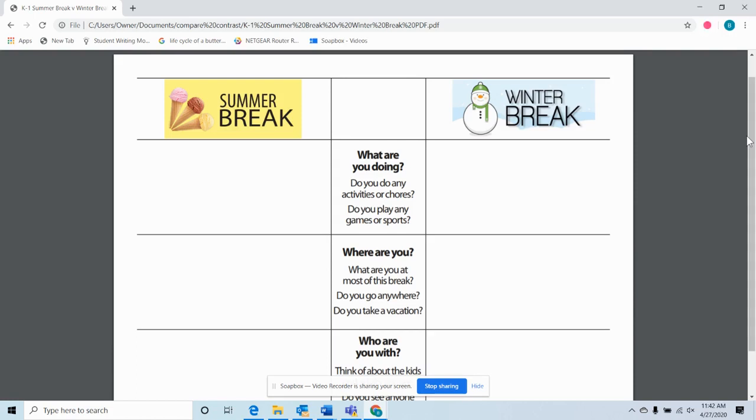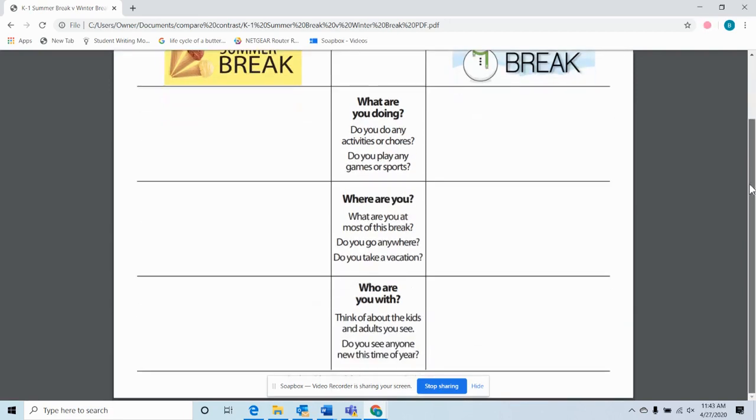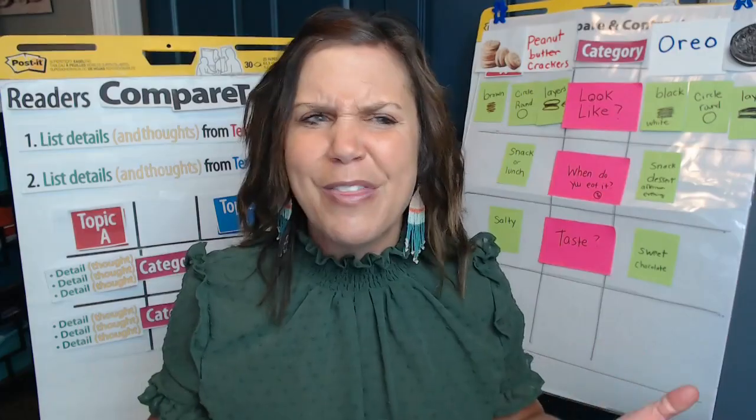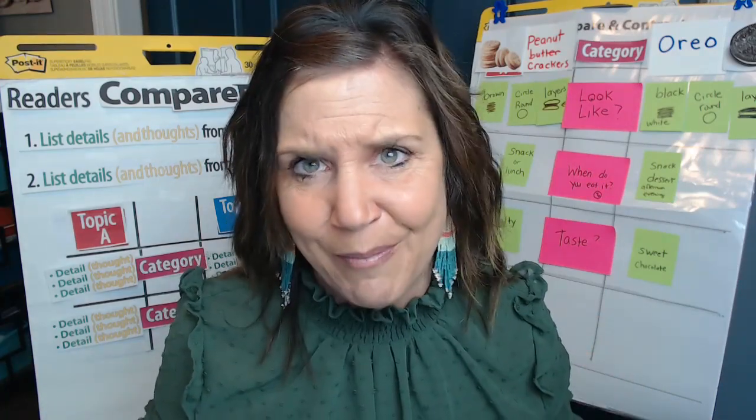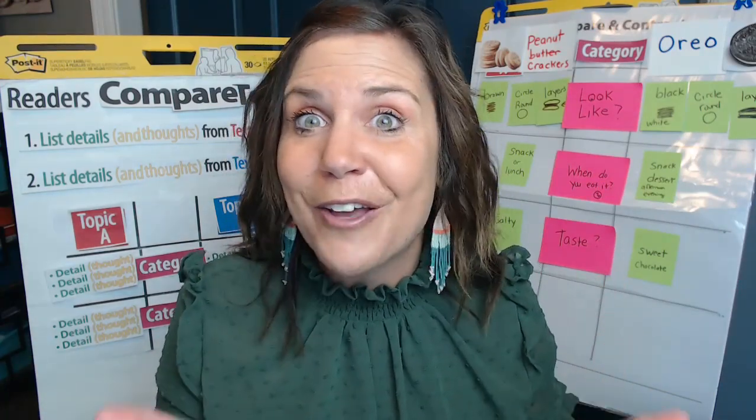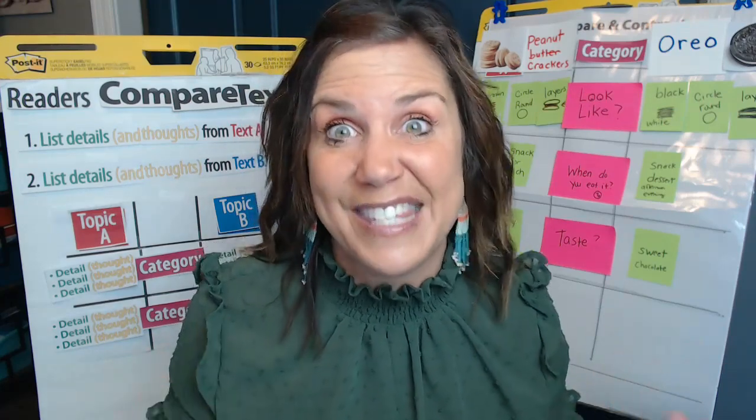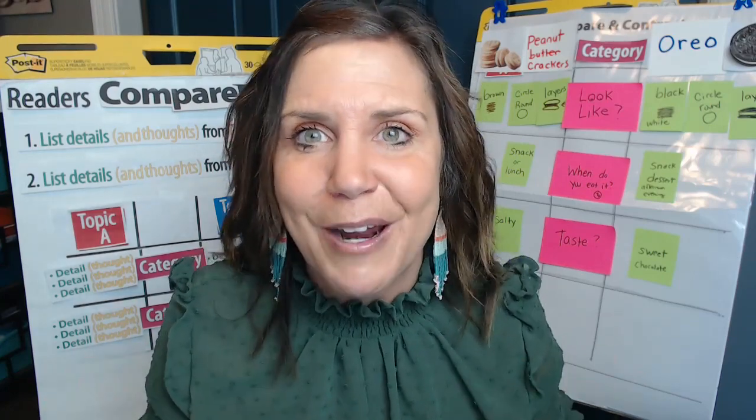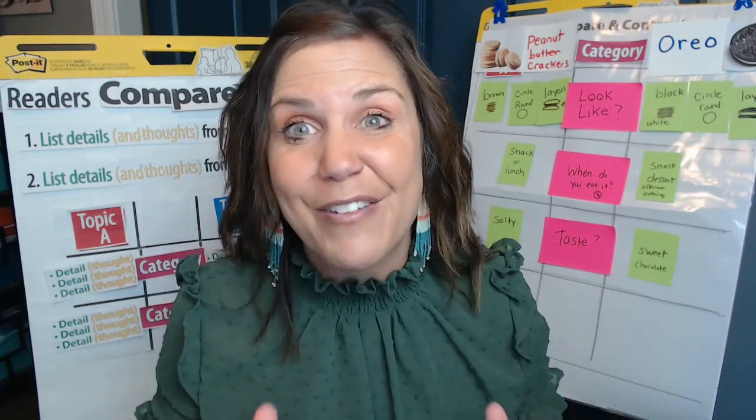One side would be summer break. And you're going to put what you're doing, where you're at, and who you're with on summer break during the summer when you're off of school. And then on the right side is going to be winter break. You know, that break usually over Christmas and New Year's holidays where you're off from school. What are you doing? Where are you? And who are you with? And you may think summer break and winter break have nothing that's the same. But when you break it down by categories, I think you'll find some similarities, some things that are the same about summer break and winter break. So if you were in Mrs. Longmire's class, that's what I would have you do next. But your teacher might have an even better idea.